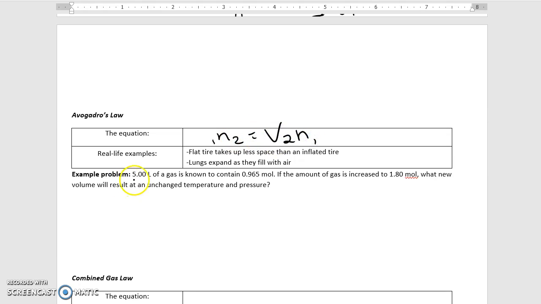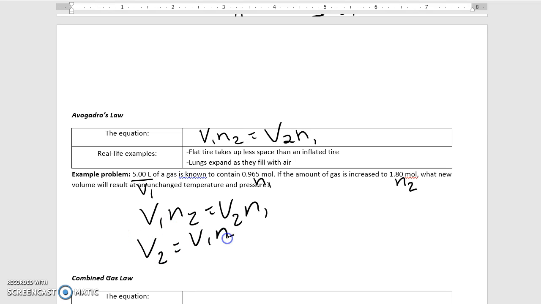All right, so looking at this, we've got this amount of liters as V1. And this is the first number of moles, so N1. This is increased to this number of moles, N2, and we need to solve for V2 then. So what you're going to do is just start plugging in. So V1 N2 equals V2 N1. So we need to solve for V2.